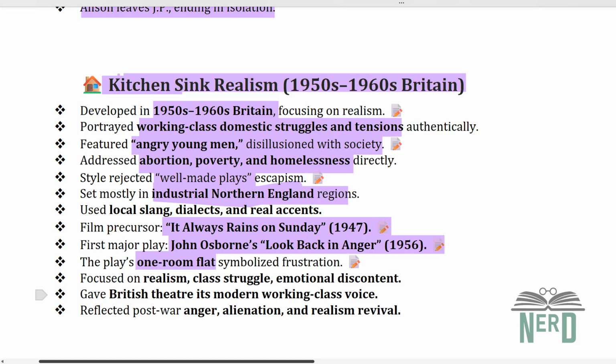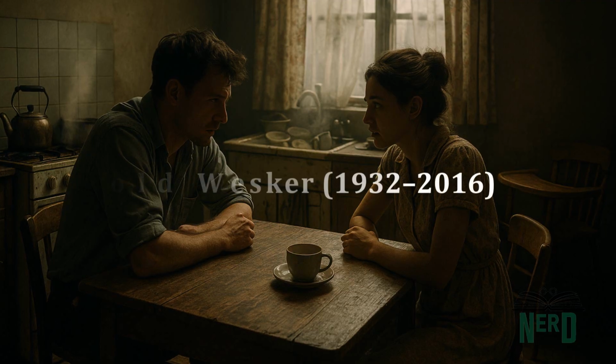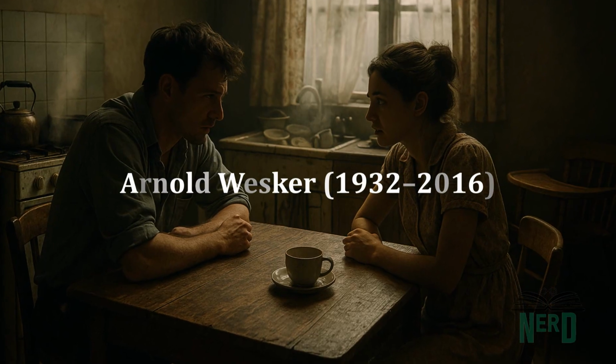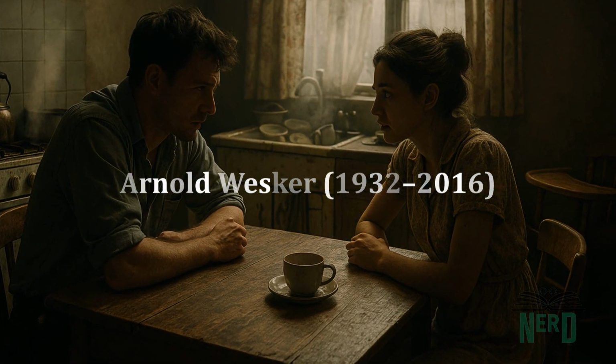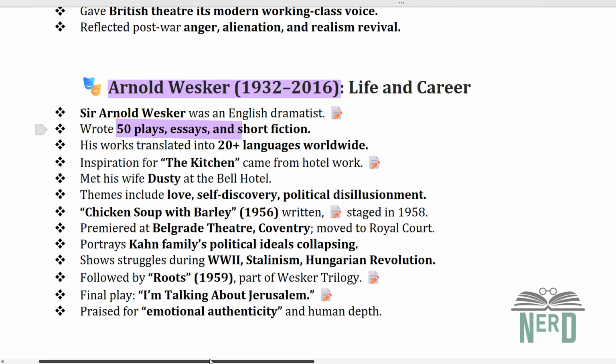Among the writers who carried this movement forward, one name stands out: Sir Arnold Wesker, an English dramatist whose career has often been tested in exam. Wesker wrote over 50 plays, along with essays, short stories, and journalism. His works have been translated into more than 20 languages and performed around the world.